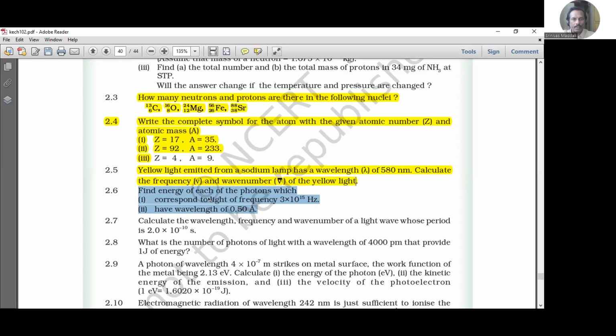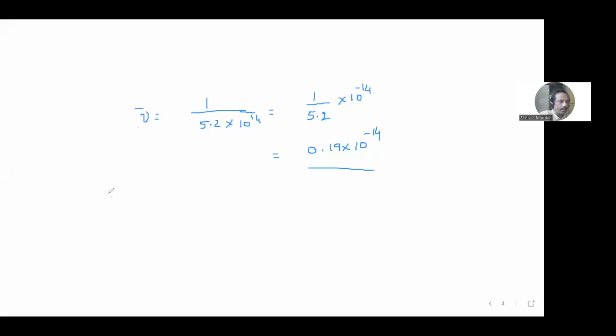So we'll just highlight the text and then we'll move on to the board. Now we'll stop sharing this PDF and move on to the whiteboard. So now the frequency is given. The frequency value is given as 3 into 10 to the power of 15 hertz. That is the frequency.